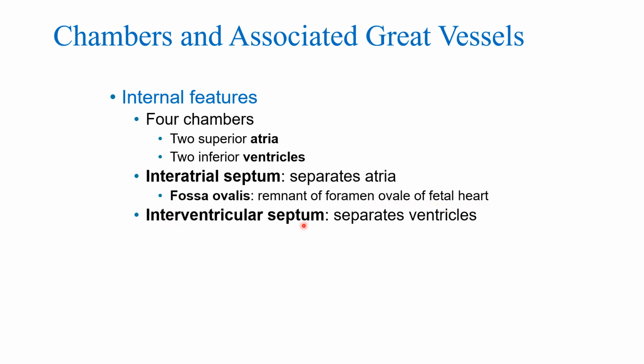Then between the ventricles, we have interventricular septum. It separates the two ventricles. So the internal features are two atria, two chambers, and then two ventricles, two chambers inferiorly. So we have four chambers, and then we have two septa, interatrial septum and the interventricular septum.